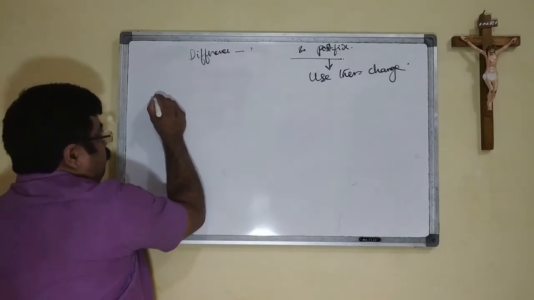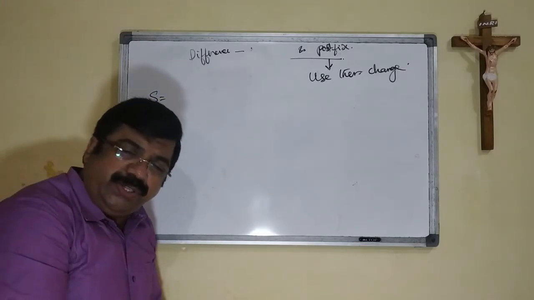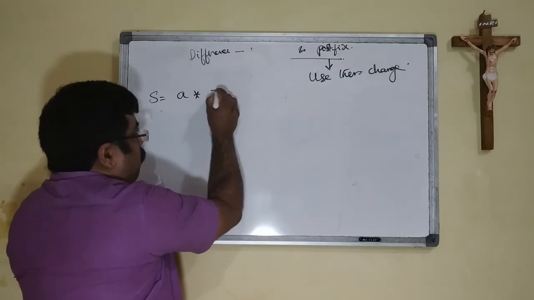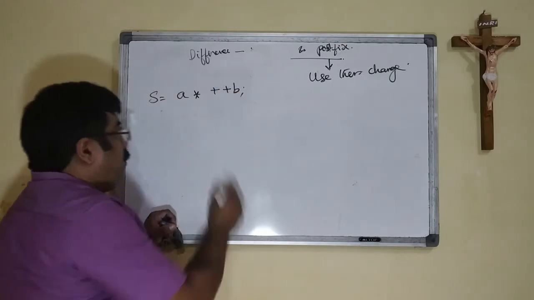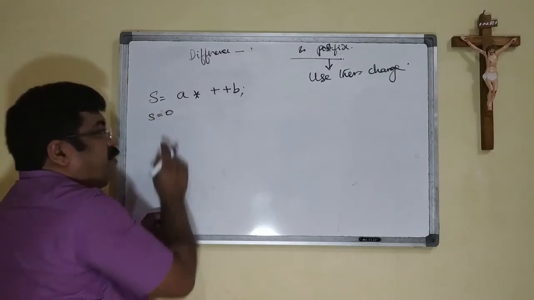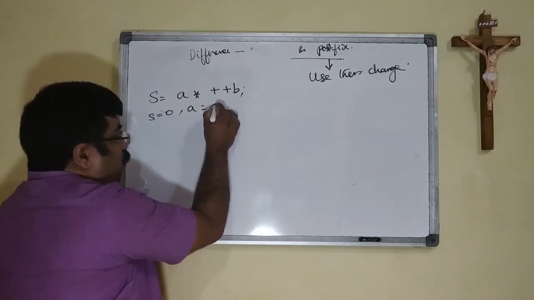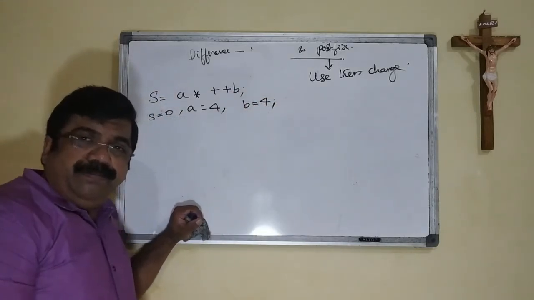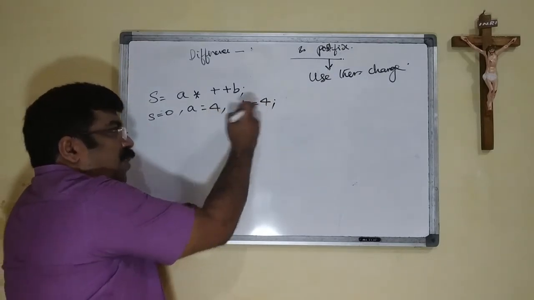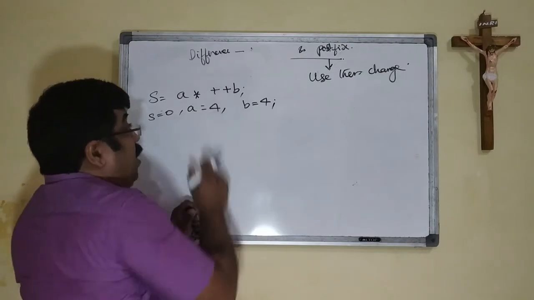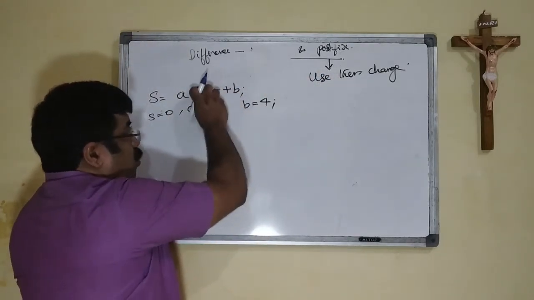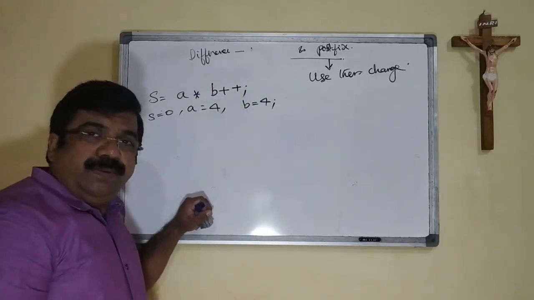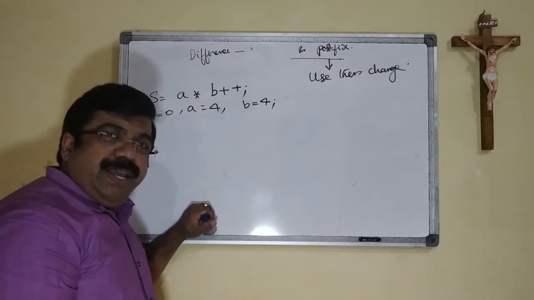See one expression, the first one. S is equal to A into B plus plus, where S was nothing, A was 4 and B was also 4. Initial values of A and B are given there. We have to have a postfix, so this should be B plus plus. Okay, let's see how it is working.